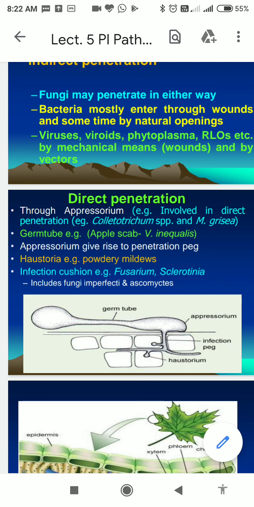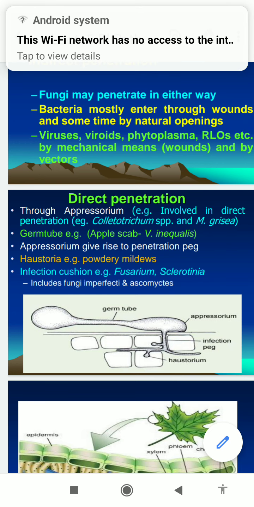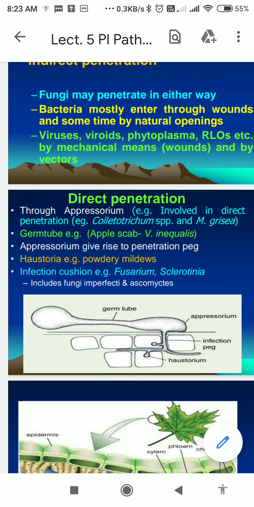Haustorium: powdery mildew fungi enter the host through haustoria, which we studied earlier in Albugo, where the fungus absorbs nutrients from the host with this organ. Infection cushion: examples are Fusarium and Sclerotinia, fungi imperfecti and Ascomycetes fungi, which form cushion-shaped structures. By these cushion-shaped structures, they enter the host tissues.